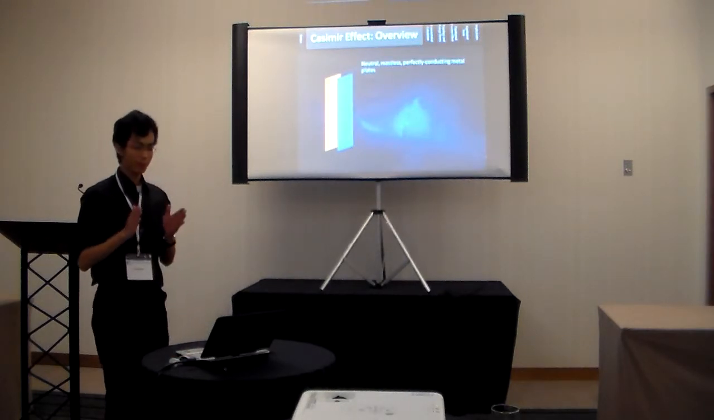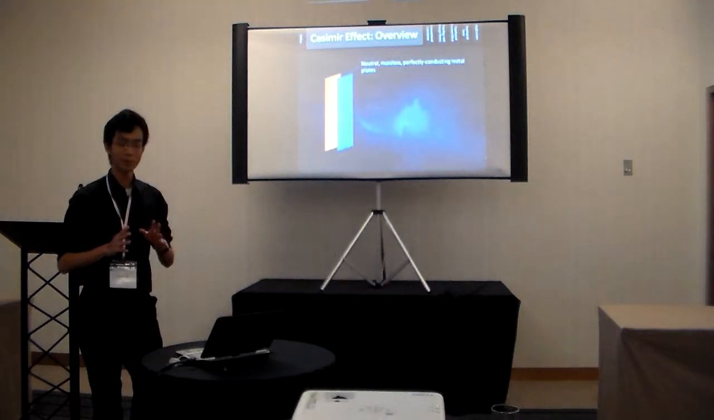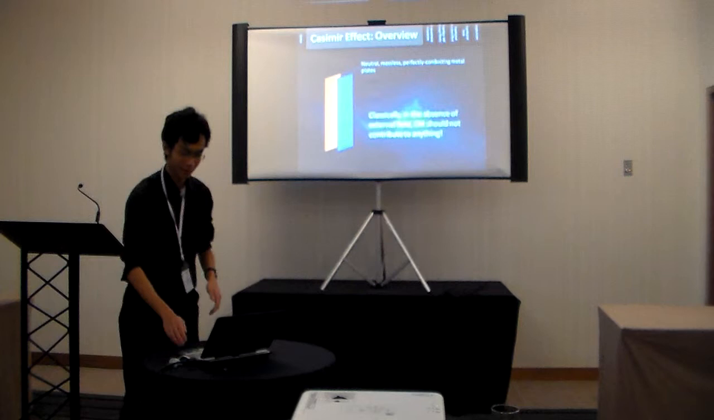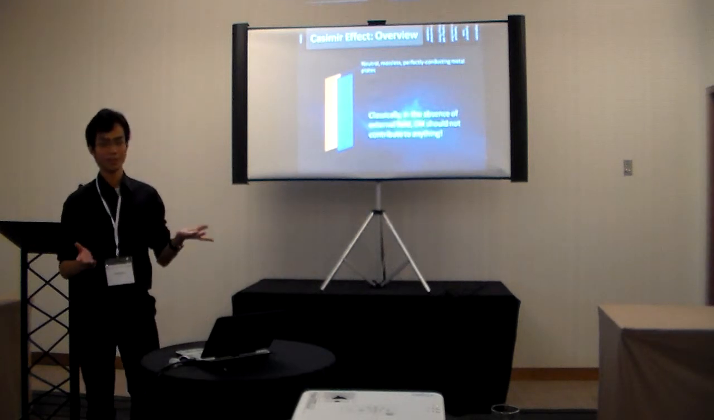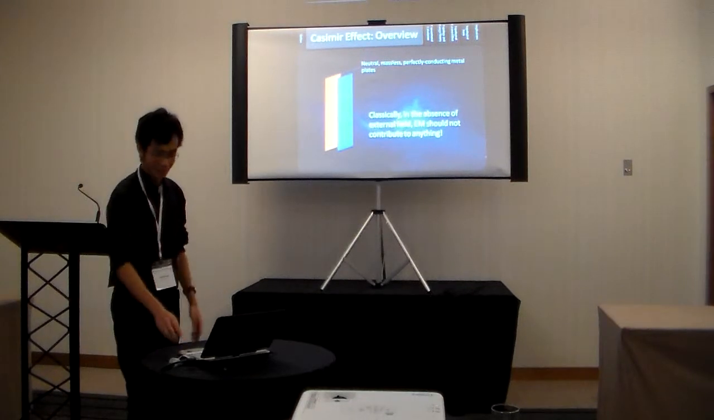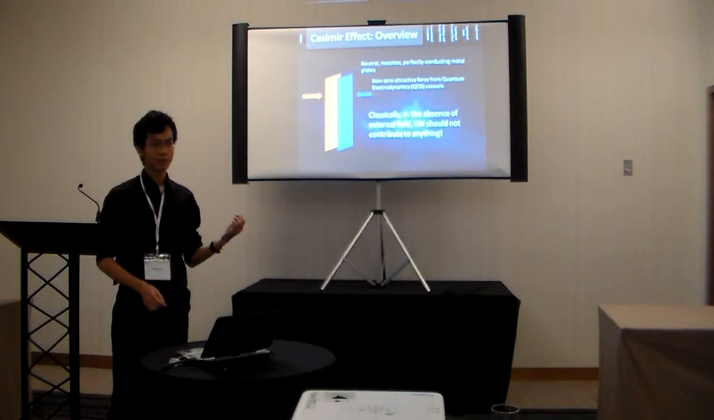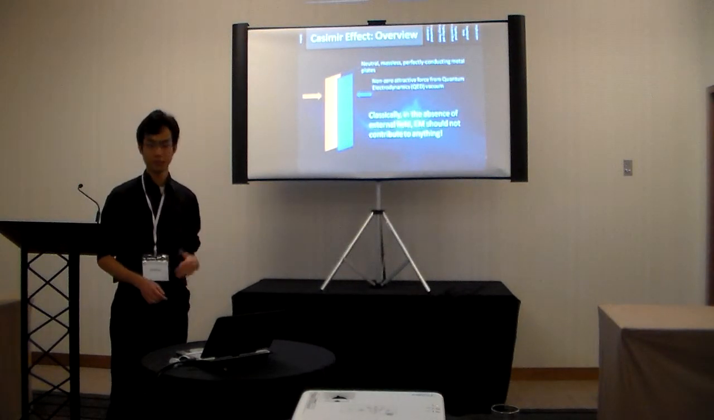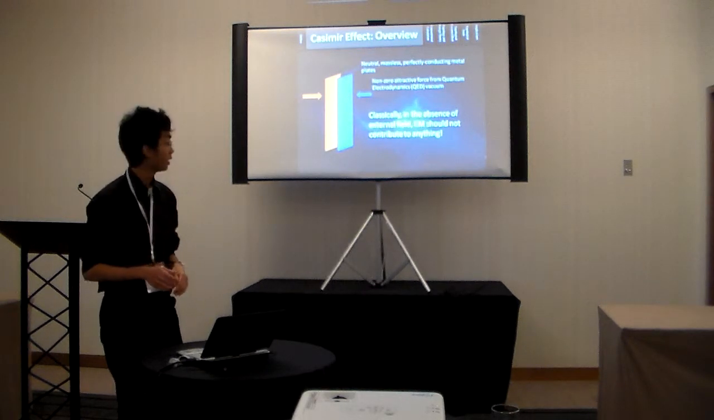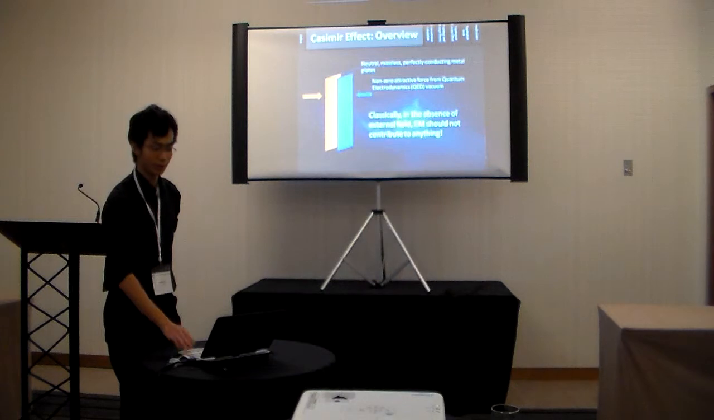Let's imagine we place two neutral and massless, perfectly conducting metal plates in vacuum. Normally in classical E&M, we expect nothing to happen. Right? This is very intuitive. Nothing should happen. But if we consider the same physical setup in QED, quantum electrodynamics, we expect an attractive force between two plates. And that's called the Casimir effect.